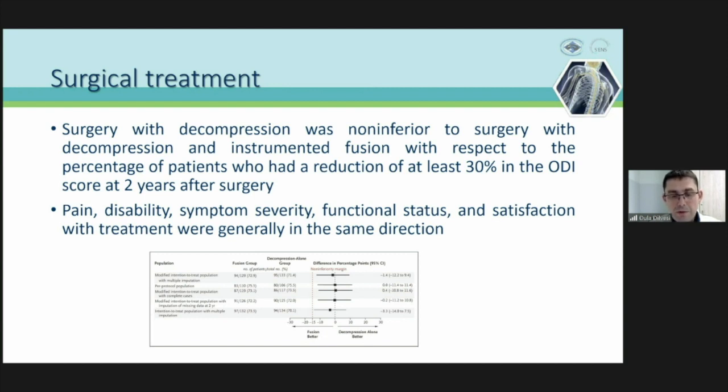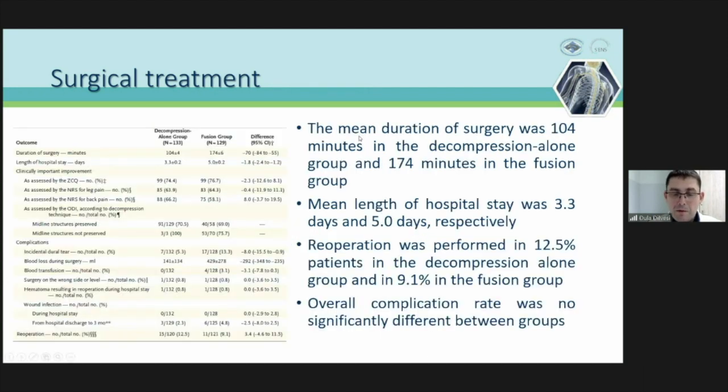Results for secondary outcomes with respect to pain, disability, symptom severity, functional status, and satisfaction with treatment were generally in the same direction. The mean duration of surgery was less in the compression alone group. The hospital stay was shorter in the compression alone group.